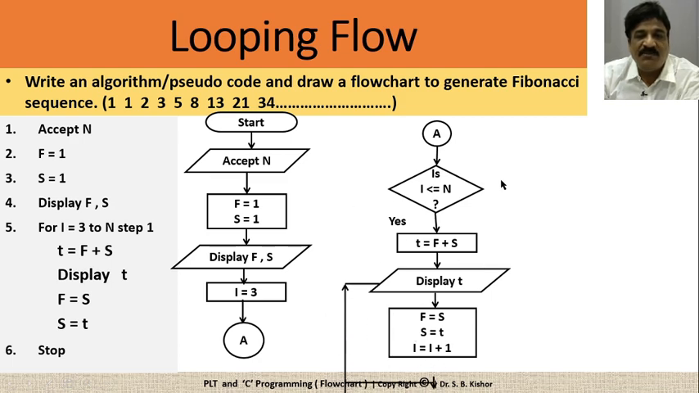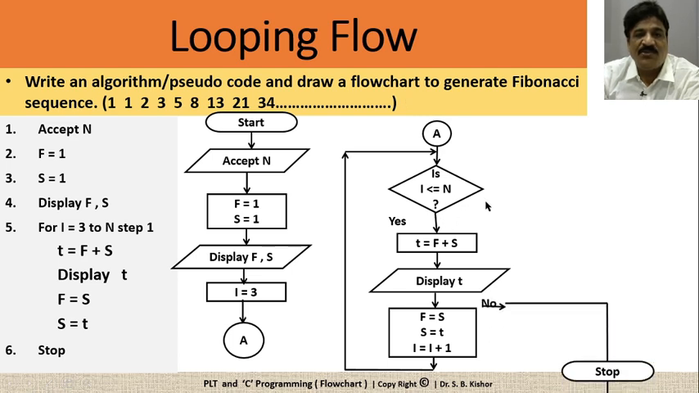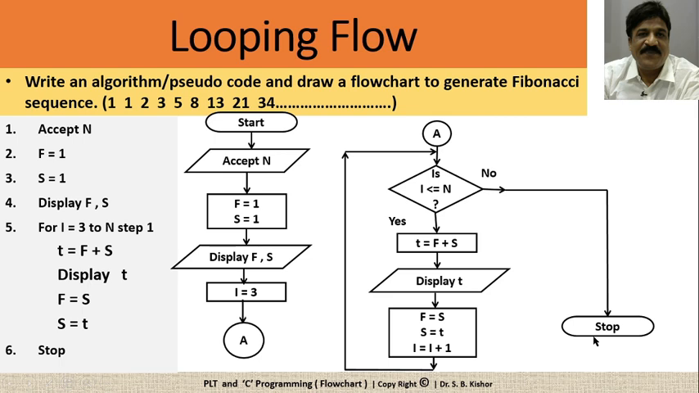It means this process will be continued as long as the value of I is less than n. So what is n? The number of terms that you would like to print. And the moment this condition becomes false, control will be transferred to the stop part. So I hope that you understood how to draw a flowchart for the corresponding algorithm.